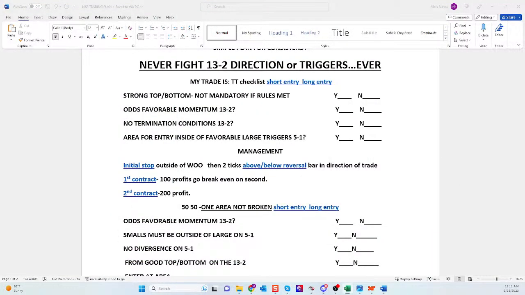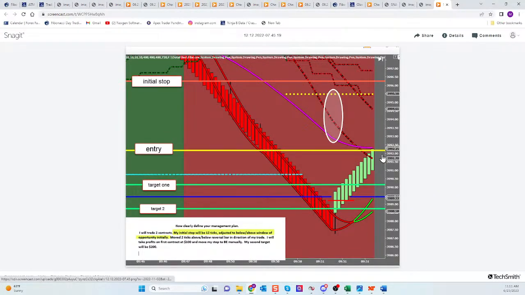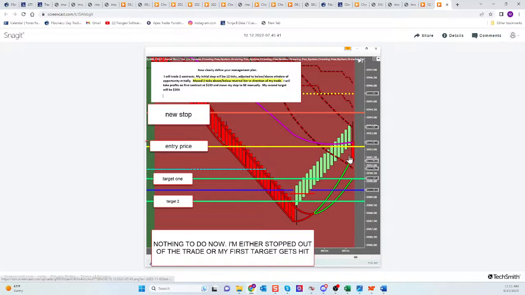Guys, your initial stop is outside of the window of opportunity, right? When you enter the market at the area inside of favorable large triggers, your initial stop is where the market shouldn't go. You accept this risk as a trader because of the advantages that are present. You either get stopped out of this trade because it's one of that 20 or 30%, or you get a reversal bar. And if you get a reversal bar, you're going to reduce your risk.